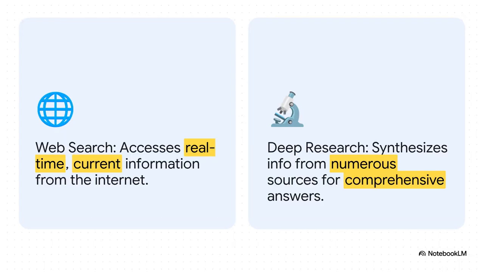And when it comes to research, you've got two very distinct modes. Think of web search as your breaking news reporter. It taps into the live internet for what's happening right now. But for a much bigger picture, you'll switch to deep research. This mode is more like an investigative journalist. It synthesizes info from tons of sources to give you a really thorough, in-depth analysis.